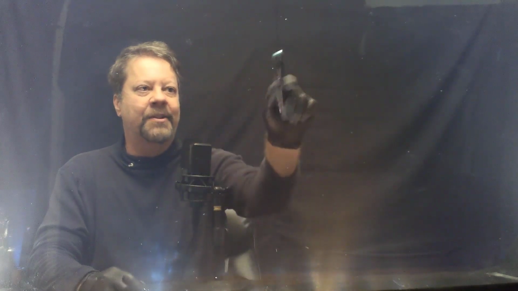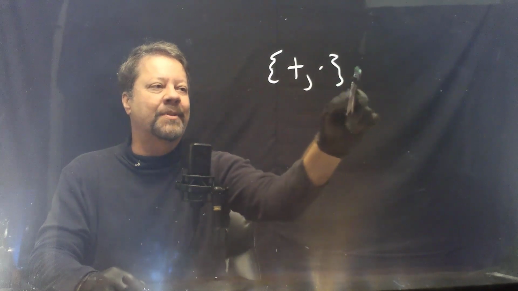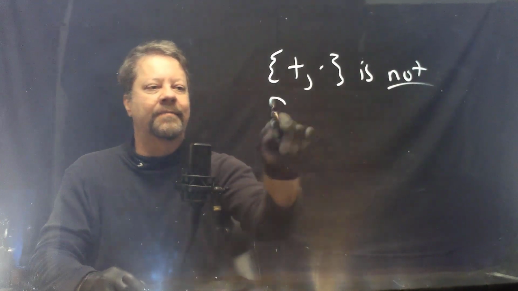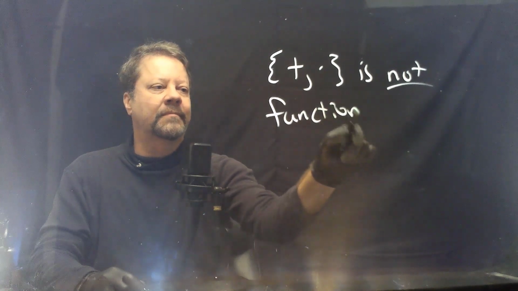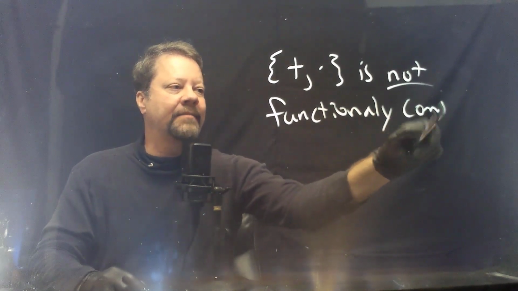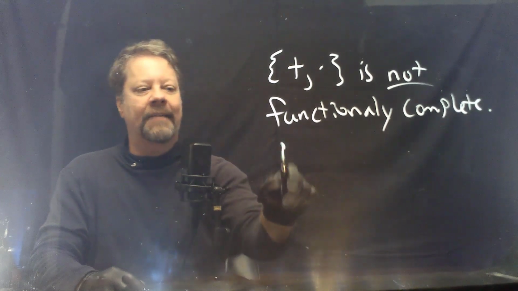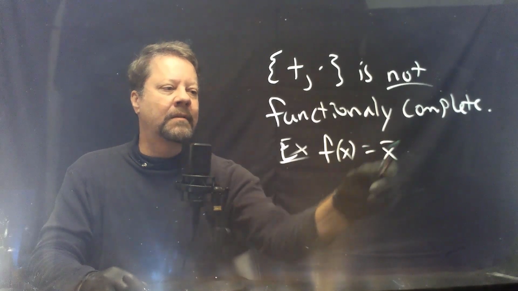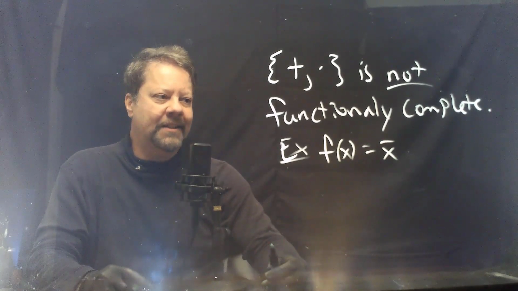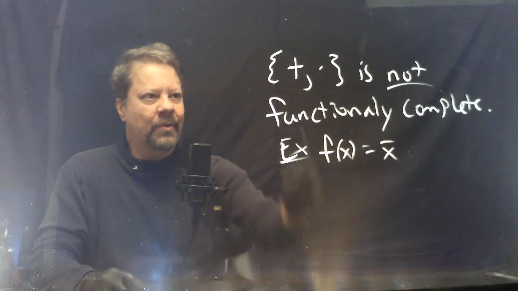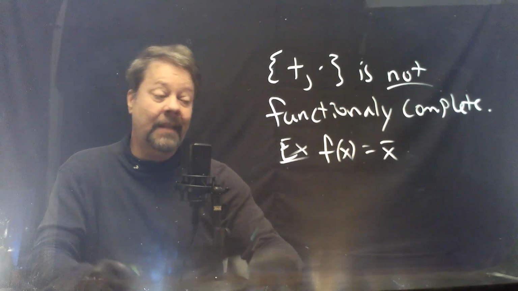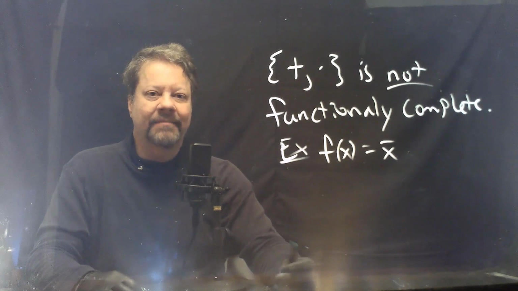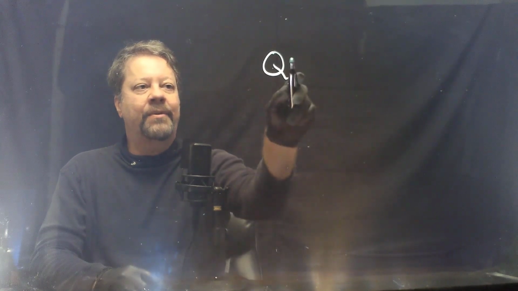We should make a special note that plus and times is not functionally complete. And the counterexample proving this would be x bar. How do you express x bar, the complement of x, using only sums and products? And the answer is, you can't. We have two sets of functionally complete operators. Those sets involve two operations.